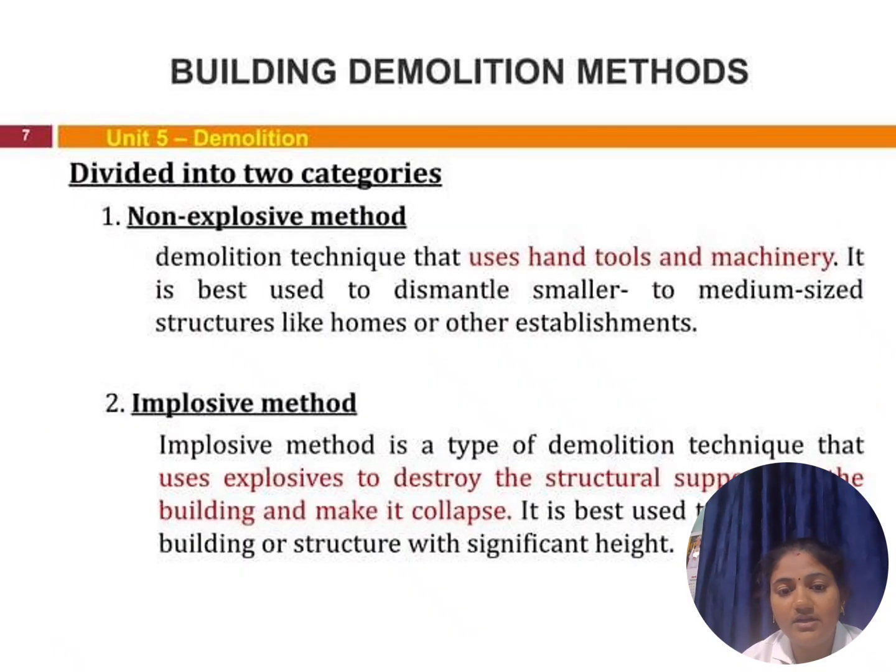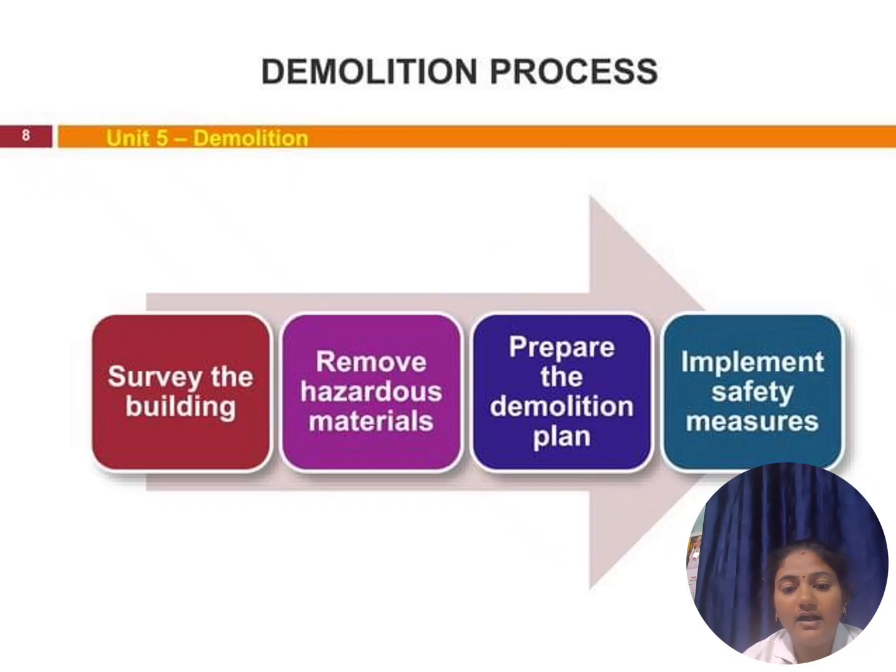And then these demolitions are of two categories, non-explosive and implosive. Non-explosive uses hand tools or machinery, and implosive destroys the structural supports of a building and makes it completely collapse. And the demolition process includes a survey of the building and its surroundings, to check whether the demolition is safe to the surroundings also, removing the hazardous material before the demolition process is implemented, and providing proper safety measures before demolition.